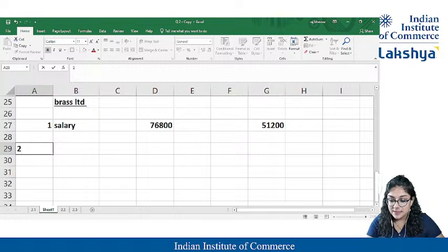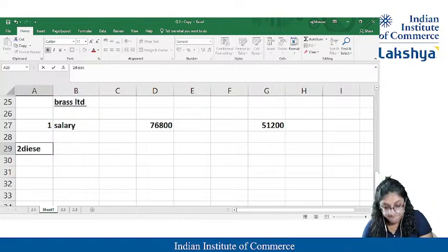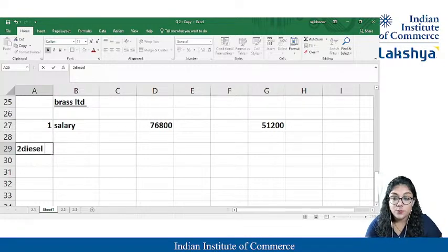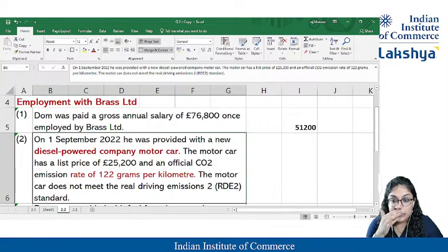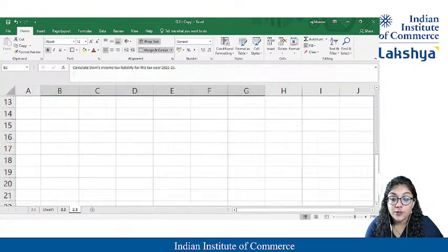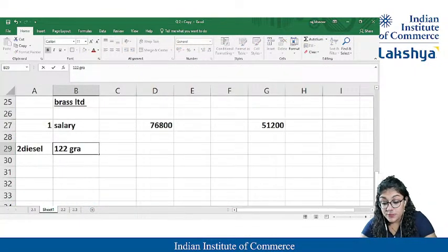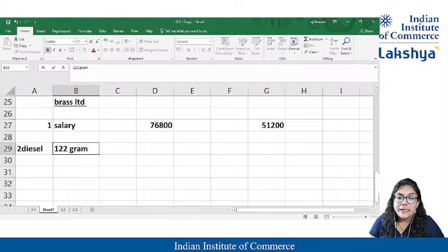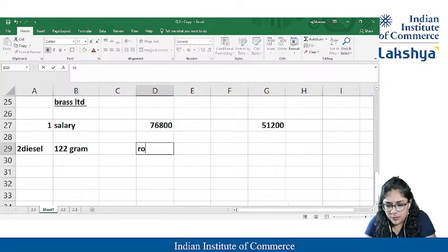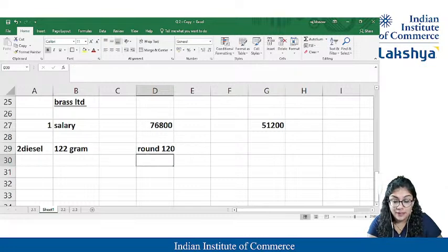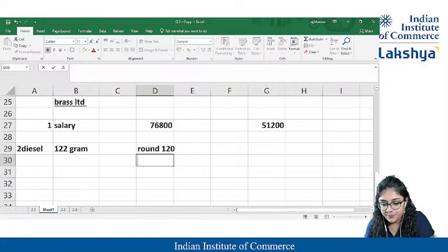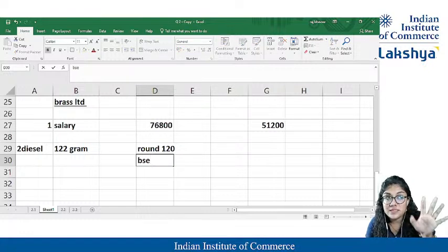Thus again for the diesel, if I'm going to emit 122, how much are you going to emit, students? It's 122 grams. Oh my god, you're emitting a lot. It's not good, so we are emitting 122 grams, which is again not so good. So I can just round off to 120 grams, so I can get a base rate. My base rate over here is 55. Now you know my base amount is 55.